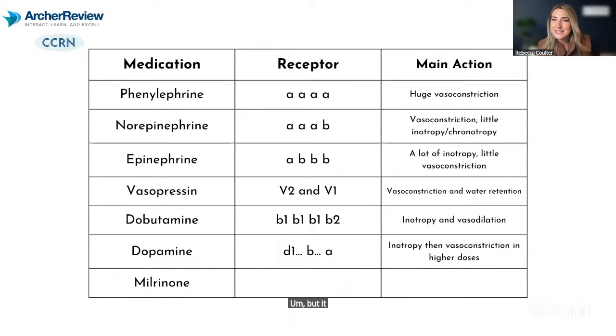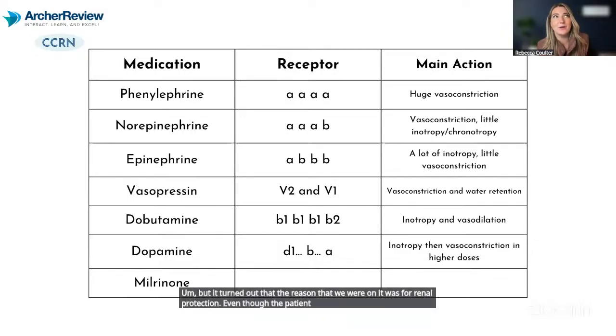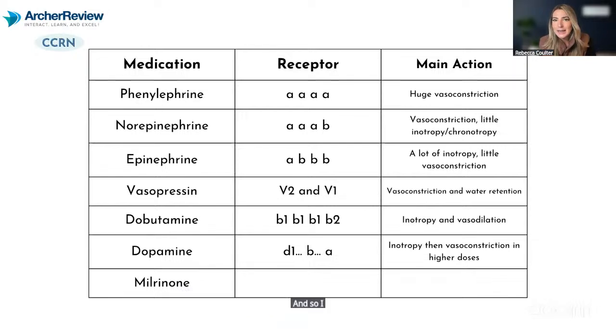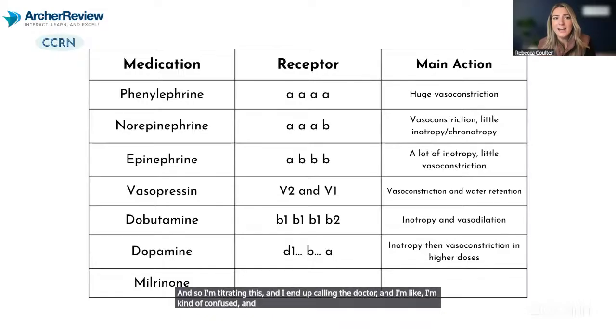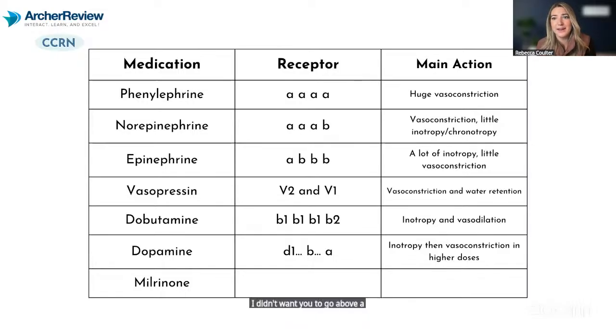But it turned out that the reason we were on it was for renal protection, even though the patient was making fine urine. That's why I was confused. And so I'm titrating this, and I end up calling the doctor, and I'm like, I'm kind of confused. And she goes, oh, I didn't want you to go above a 3 on this medication, 3 mcg per kg. And I was like, well, that wasn't in the order.